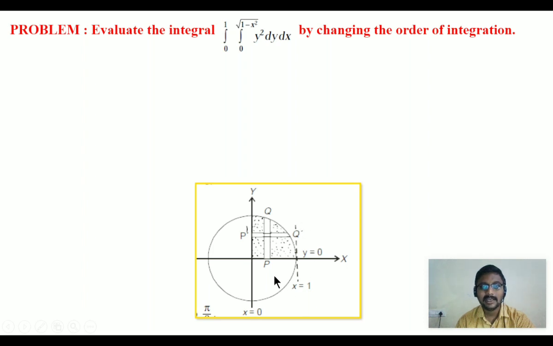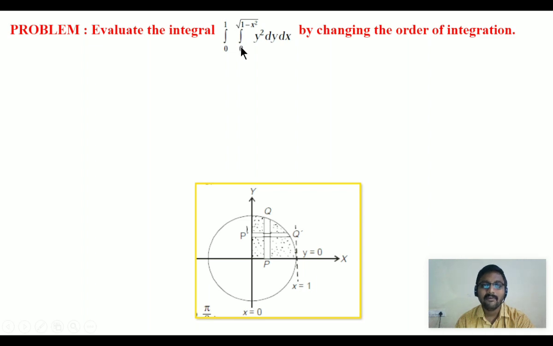The x equal to 1 line is parallel to the y axis, and its intersection point with the circle on the x axis is (1, 0), so the line x equal to 1 passes through the point (1, 0), and also the line x equal to 1 is a tangent line to the circle. So it is the rough sketch of the region according to the given limits.